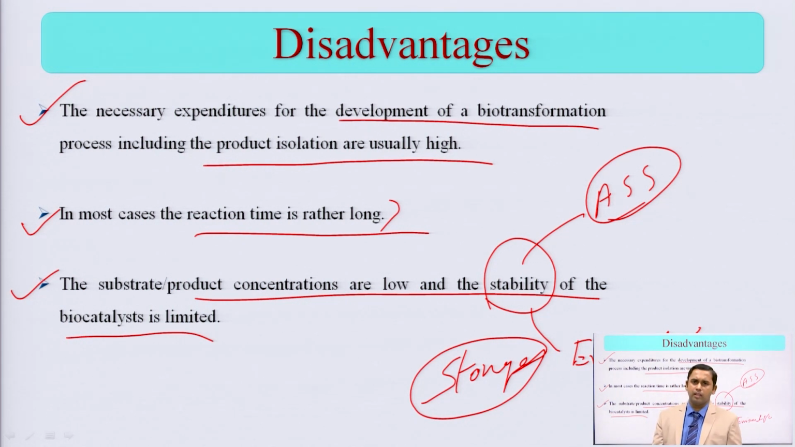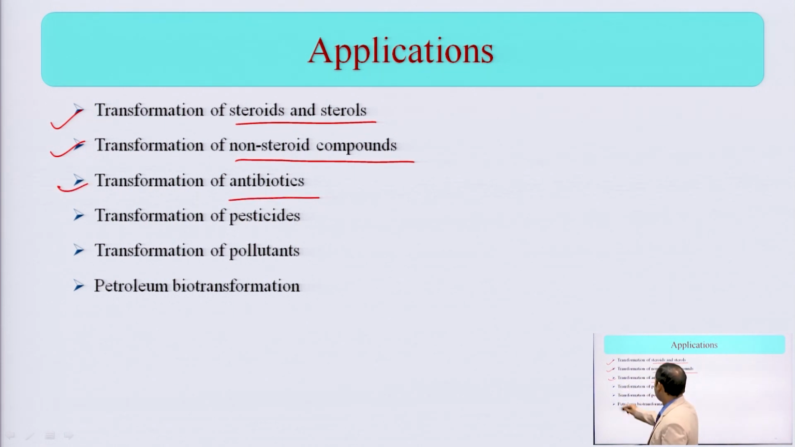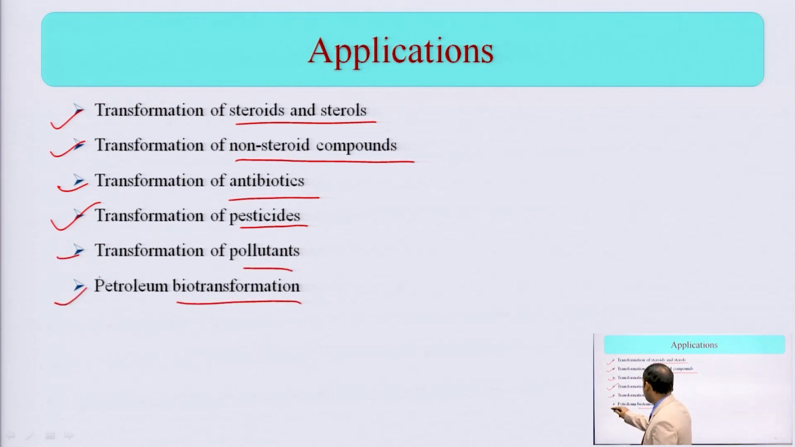Okay. Now, where are we using this kind of biotransformation? We can use it in the transformation of various kinds of steroids and sterols. We also use biotransformation for the transformation of non-steroid compounds, of various antibiotics, of various pesticides, pollutants, and also petroleum biotransformation. Can you see? Almost every area is covered, so we are using it in those areas.